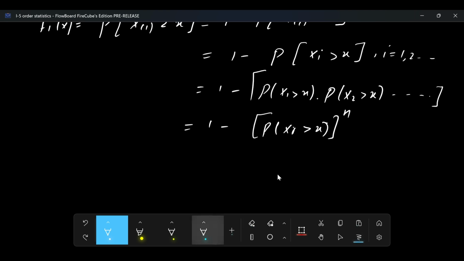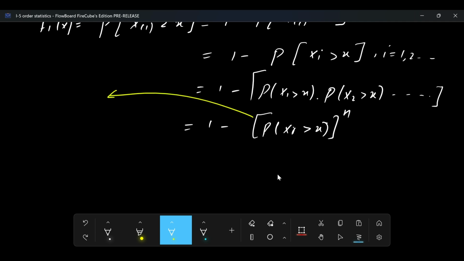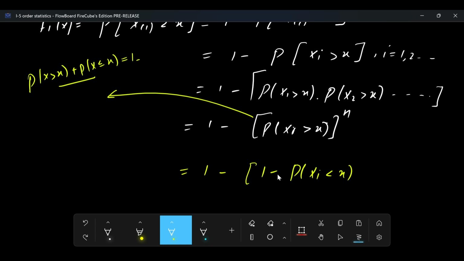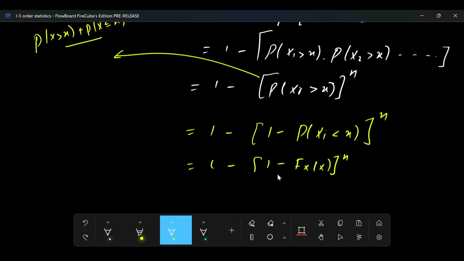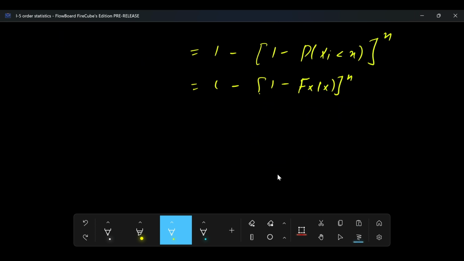As you know, probability X greater than x plus probability X less than or equal to x is equal to 1 in the case of continuous. So this is equal to 1 minus probability Xi less than or equal to x raised to the power n. So this is equal to 1 minus [F(x)]^n, right? So this is the CDF of the first order statistic.